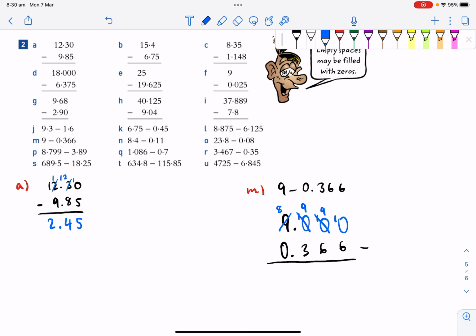So 10 take away 6 is 4. 9 take away 6 is 3. So look how easy it becomes now. 9 take away 3 is 6. And then 8 take away nothing is 8.